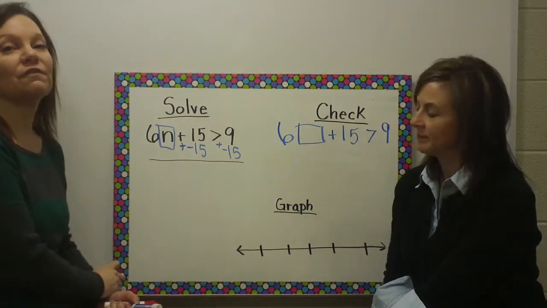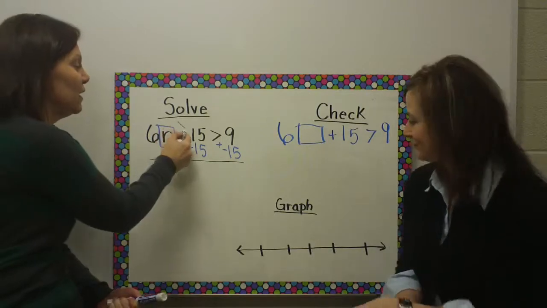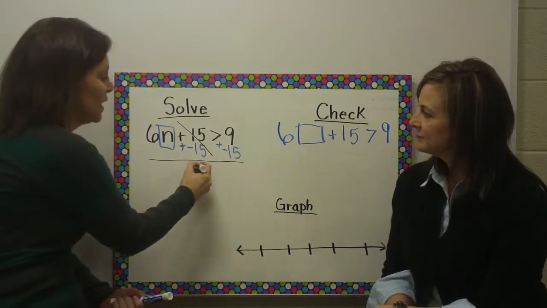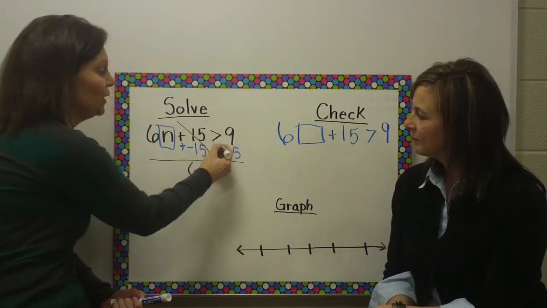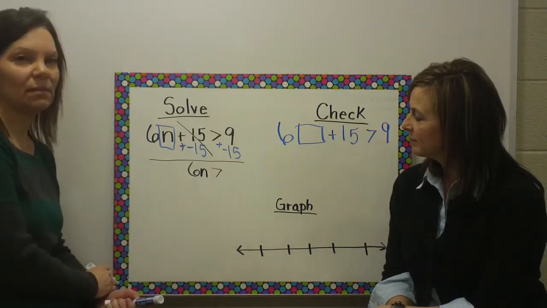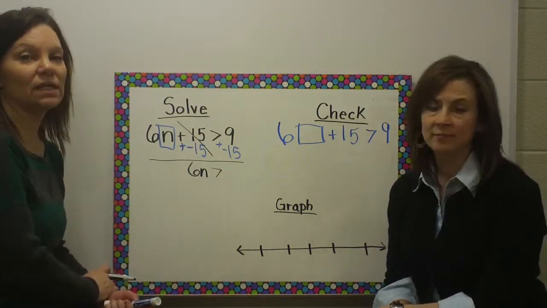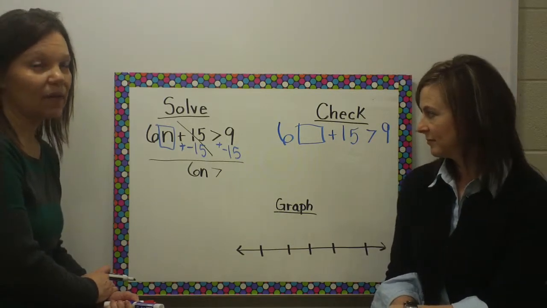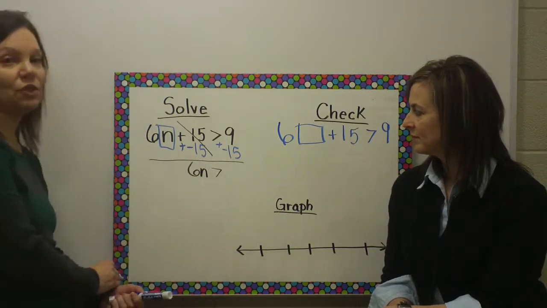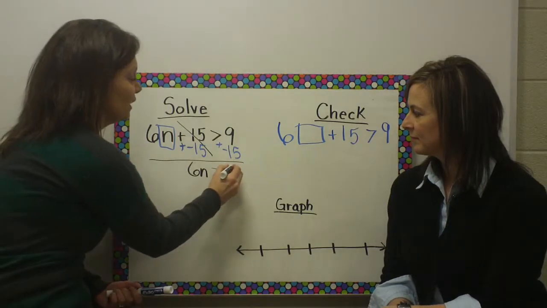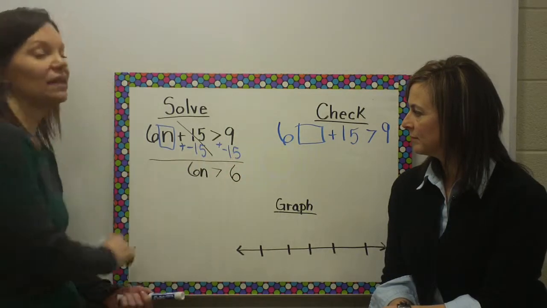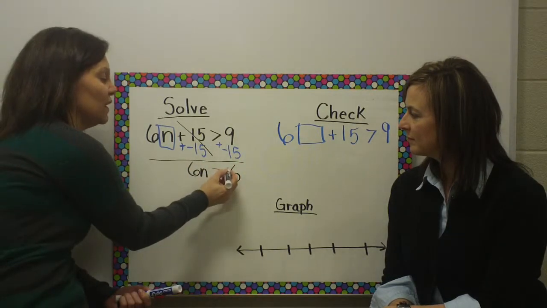Positive 15 and negative 15 are my zero pairs. They are now eliminated. 6 times n is remaining. I'm going to recopy my same inequality symbol. I now have 9 plus negative 15 because the signs are not the same. I'm going to find the difference between them, which is 6. I have more negative numbers, so that means I have negative 6.